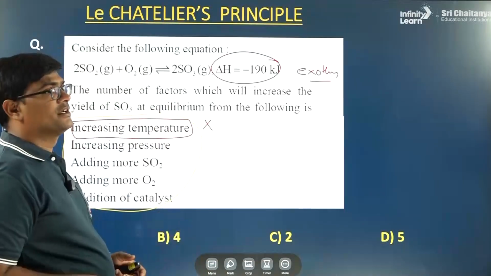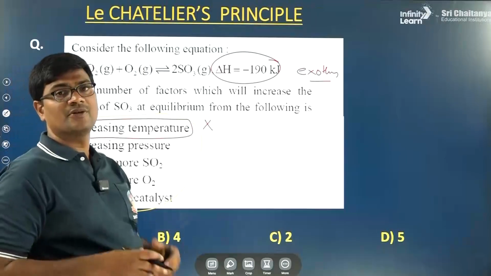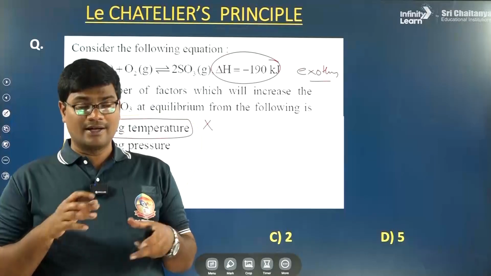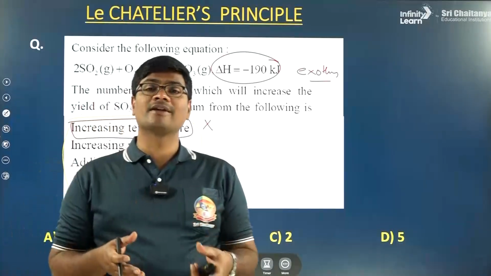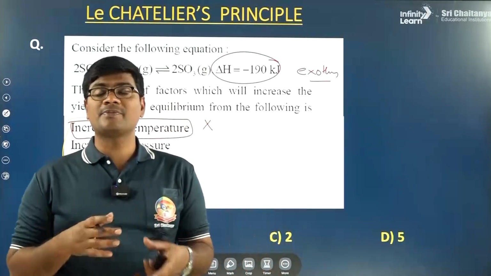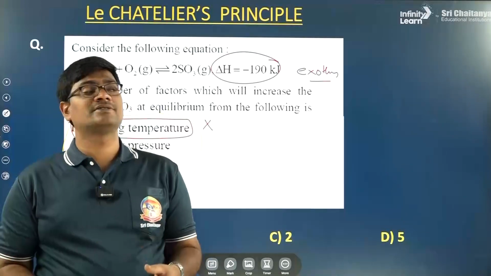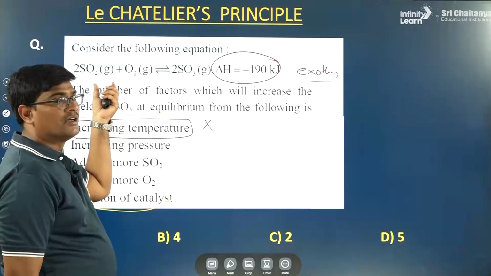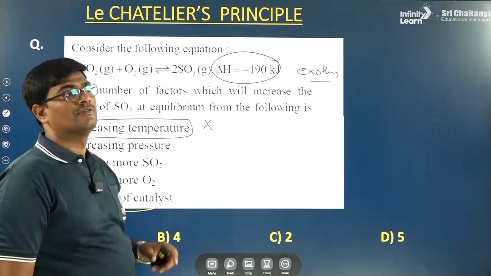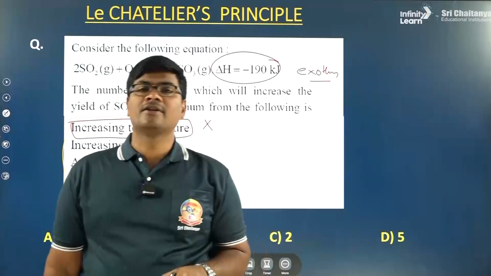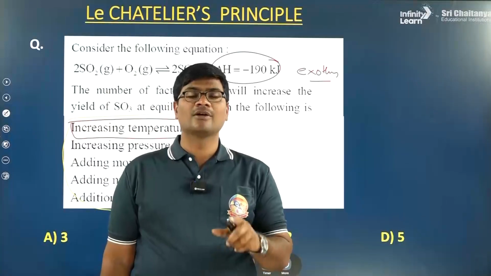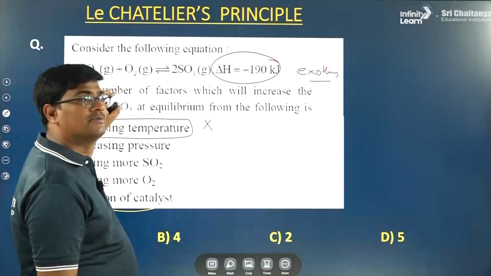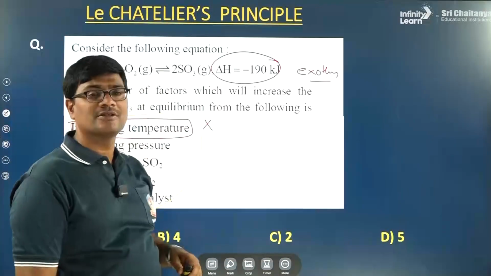Let's go for the next, increasing pressure. As we know, increasing pressure favors the side with fewer gaseous molecules. Increase in pressure favors fewer gaseous molecules. Now, if you see the reactant side, how many gas molecules are there? 2 moles of SO2 and 1 mole of O2. How many moles are there? 3 moles of reactants are there.